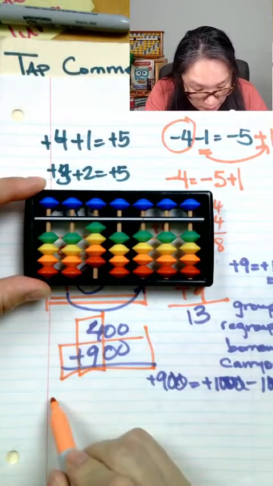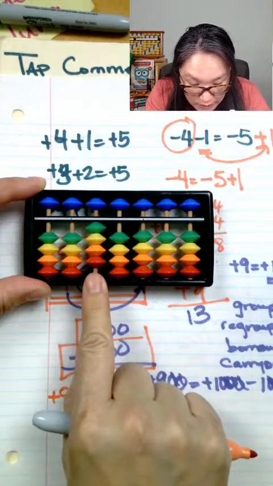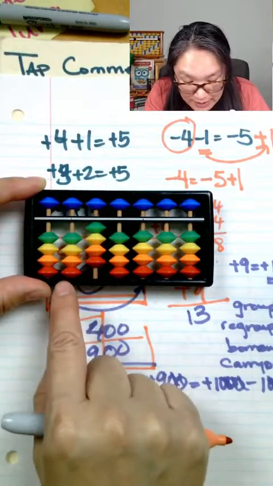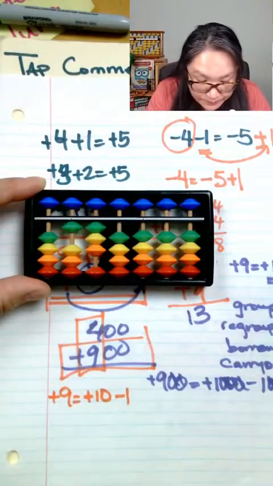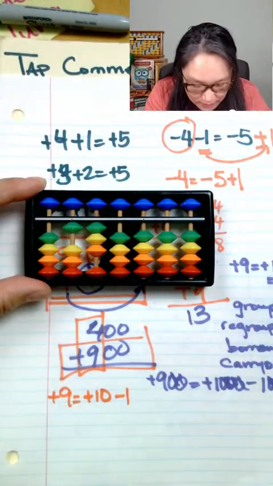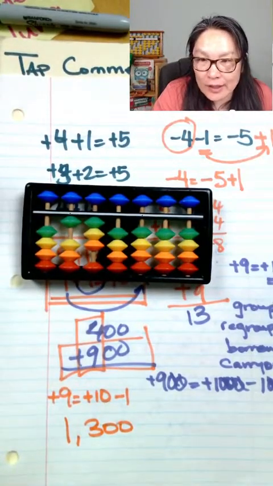What are we going to do? We're going to plus the 9 is equal to plus the 10 minus 1. So all I'm going to do is plus the 10. I just need to go to the next column over. Next column over, I plus the 10, and I take away the 1. And my answer is, because my dot tells me that I'm at the thousands, so it'll be 1,300. I hope that made sense.